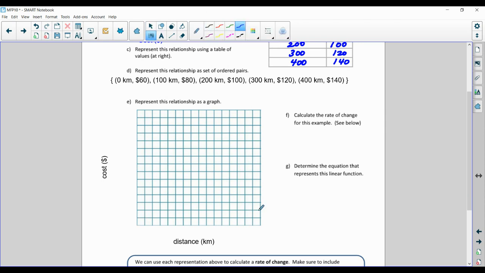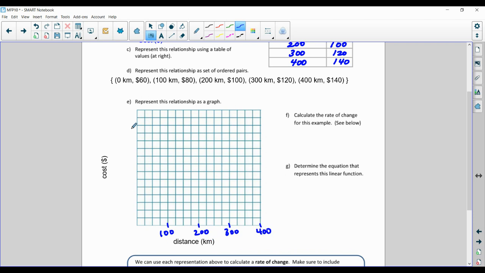This will be 0. I have 16 squares going across, so I can actually divide that up into 4 even chunks and say that each of those is 100 kilometers. Again, I don't have to write kilometers after each of these because I have labeled my axis.